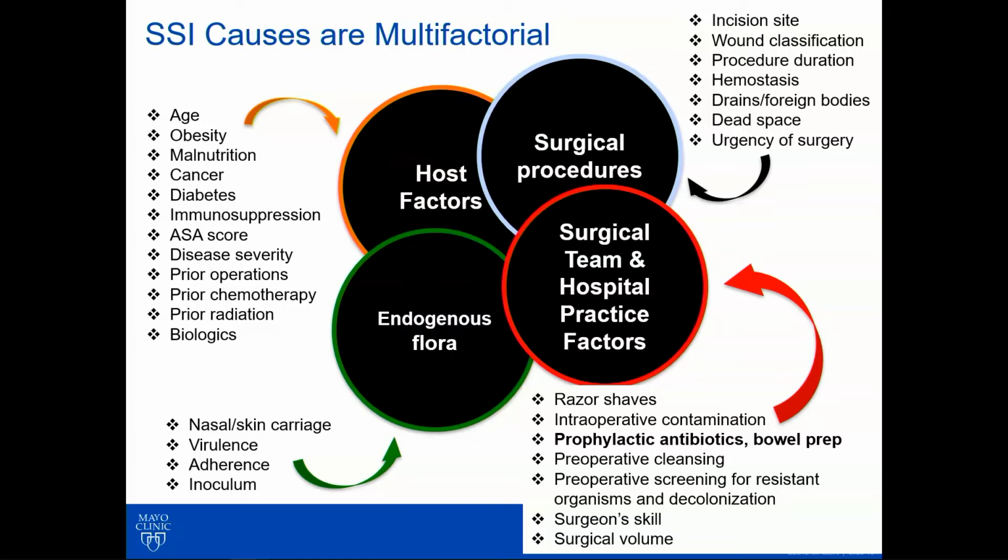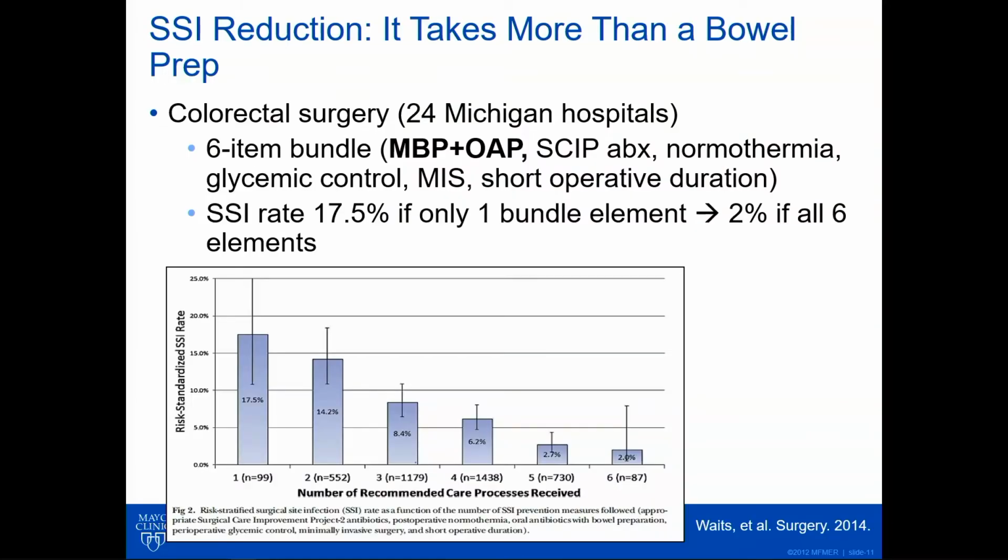Well, I think it's important that we recognize, and I think we all know this, that surgical site infections are multifactorial. Some of these we can control and some of these we can't control. And it does take more than a bowel prep. So this is actually a large consortium of Michigan hospitals, 24 hospitals, that implemented a surgical site infection reduction bundle. One of those bundle elements was mechanical prep plus oral antibiotic prep.